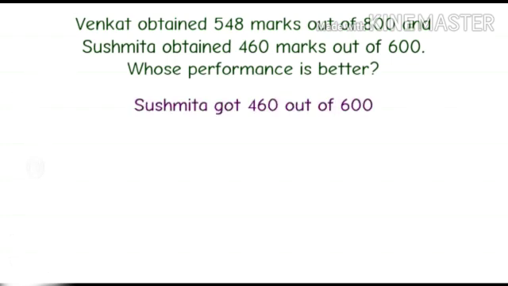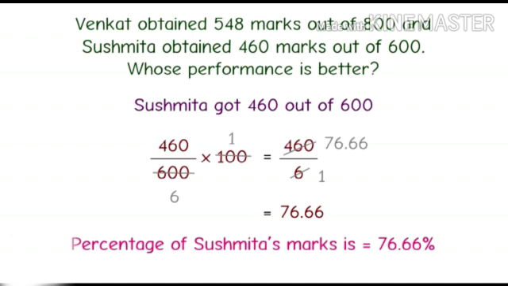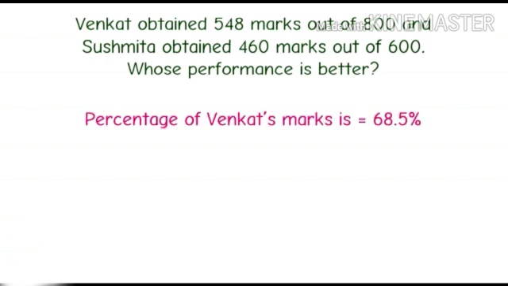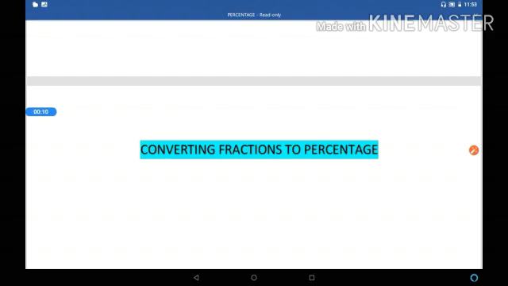Sushmita got 460 out of 600. So, 460 by 600 into 100, 460 by 6, which is equal to 76.66%. Therefore, Sushmita got 76.66%. If we compare, the percentage of Venkat's marks is 68.5%, percentage of Sushmita's marks is 76.66%. Therefore, Sushmita's performance is better than Venkat's.